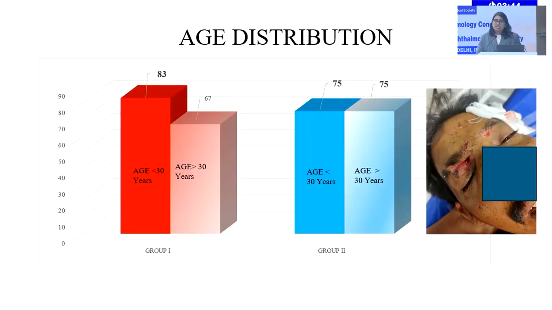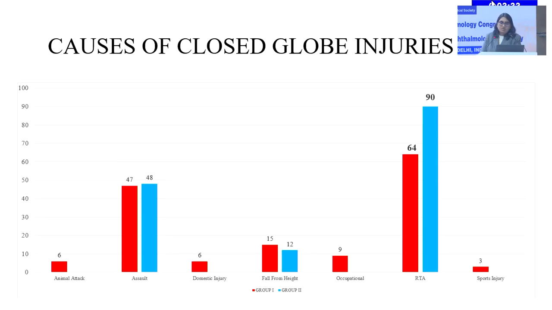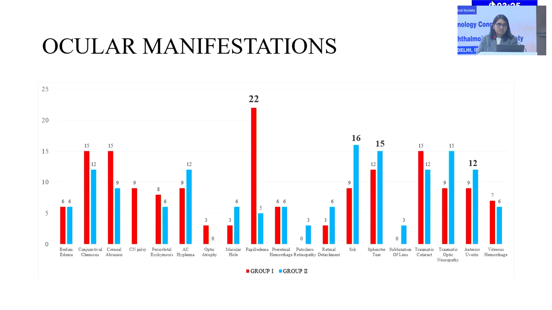Results: coming to the demographic data, the predominant age group in both group 1 and group 2 was less than 30 years and the majority of our population was male in both the groups. This graph shows the various causes of closed globe injuries, which shows that in both group 1 and group 2 the major cause of trauma was a road traffic accident, and this summarizes the various ocular manifestations with which the patient presented. The highest was papilledema in our study in group 1.